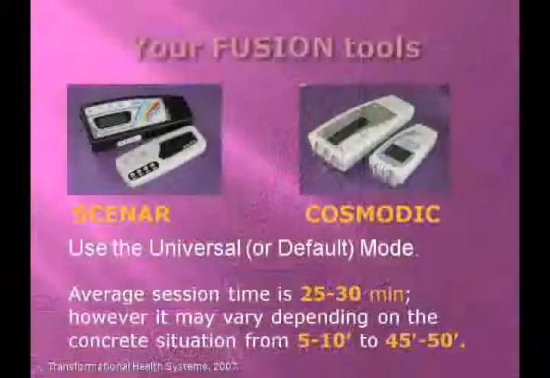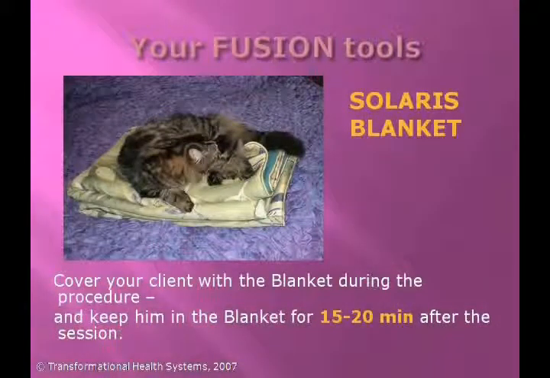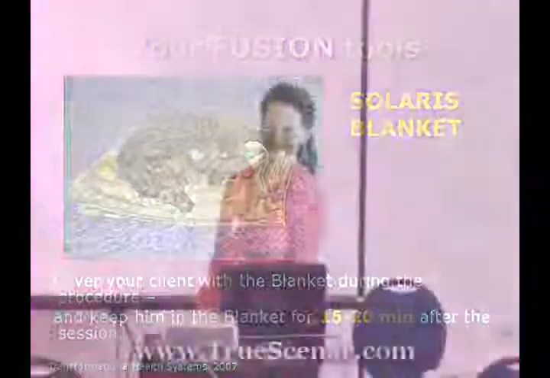Now you will be using the scanner and Cosmotic, or either or. Usually just the default mode, and on average between 25 and 30 minutes, but that's average, you can do less. You can do 5 to 10 minutes, and sometimes if you really need a good treatment, it can last up to 45-50 minutes. And you will be using a blanket. The blanket is always a good idea. While you are doing your protocol, you will be doing it under the blanket, with the client wrapped in the blanket. And typically, just after the protocol, leave the client in the blanket for about 15-20 minutes.